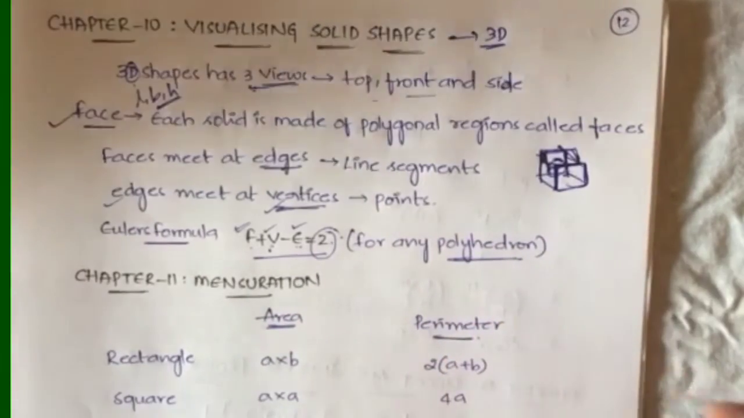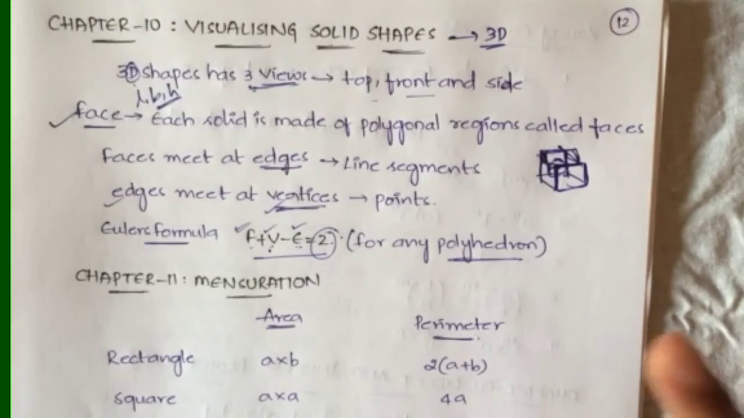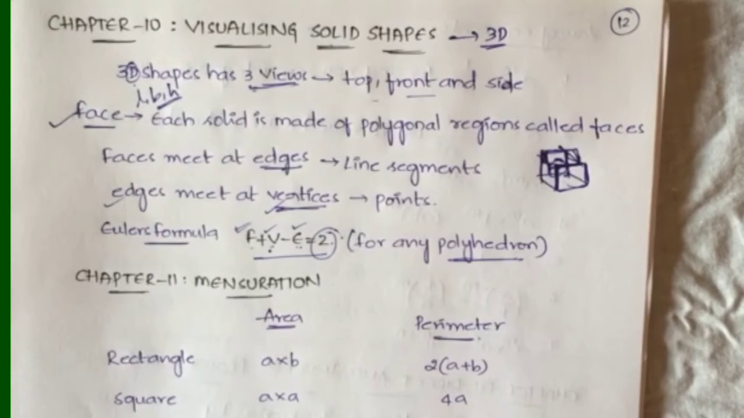Got it? This is about visualizing solid shapes, 3D shapes. Okay, 3D shapes are nothing but shapes which have 3 dimensions: length, breadth, and height. Faces, edges, and also vertices. Also, you are clear about the definitions, right?